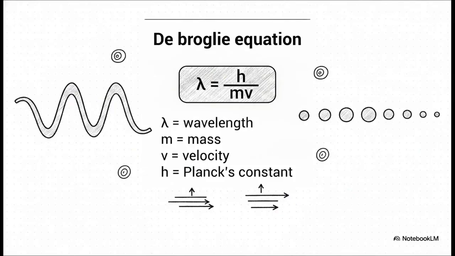So, the crucial point is this remarkably simple equation right here, the de Broglie equation. Wavelength, which is represented by that Greek letter lambda, equals Planck's constant divided by the product of mass and velocity. Now, Planck's constant is just a fixed, tiny number. The real magic happens in the bottom half of that fraction. It tells us that the wavelength of any piece of matter is inversely proportional to its mass and its velocity. Basically, the bigger or faster a particle is, the smaller its wave becomes.